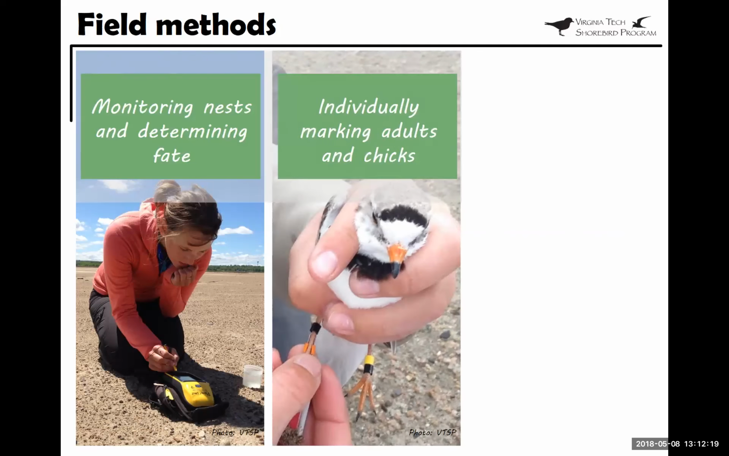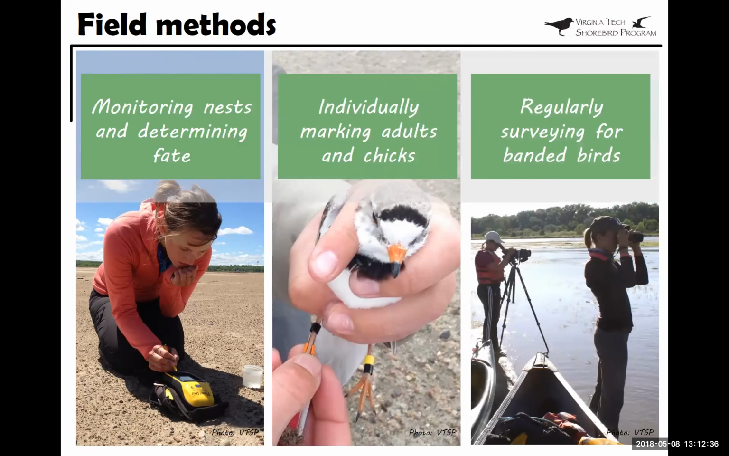It's well camouflaged. We captured adult birds by placing a small trap over their nest and individually marked them with a combination of plastic colored leg bands. We also attempted to capture each chick and band it as close to hatch as possible. We regularly searched all sandbar habitat for banded birds by surveying in teams and recorded the date and location that each individual was observed.